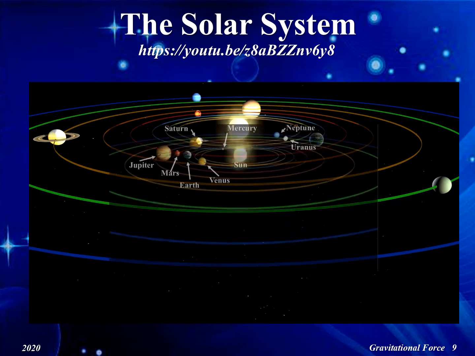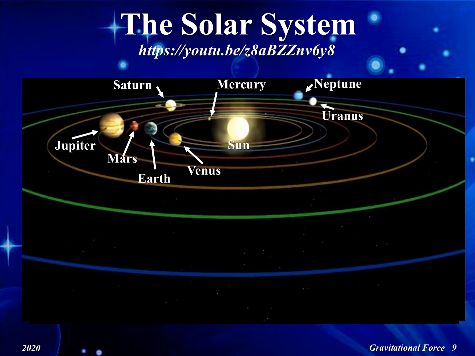This illustration shows the motion of the planets in our solar system. The motions of Mercury, Venus, Earth, Mars, Jupiter, Uranus, and Neptune are shown. The Earth's moon is not shown in this video. Note that all the planets rotate counterclockwise around the Sun in elliptical orbits.